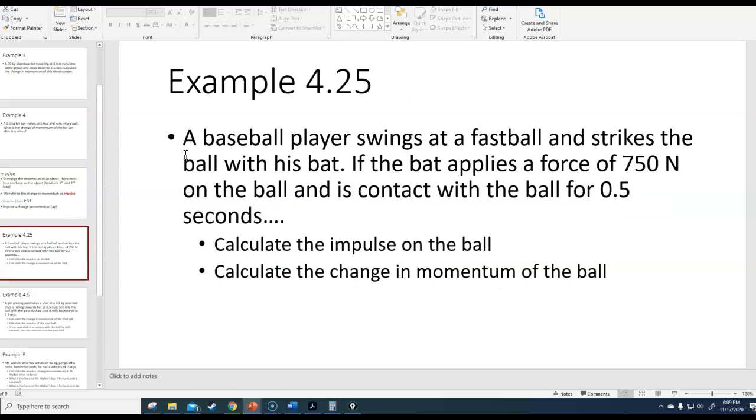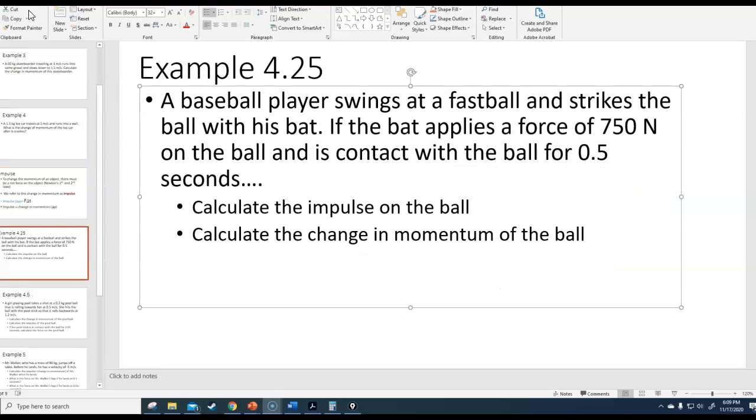Okay, so example 4.25. Example 4.25 says a baseball player swings at a fastball and strikes the ball with his bat. If the bat applies a force of 750 newtons on the ball and is in contact with the ball, I'm missing a word there, it should say is in contact with the ball for 0.5 seconds, calculate the impulse on the ball and calculate the change in momentum of the ball.